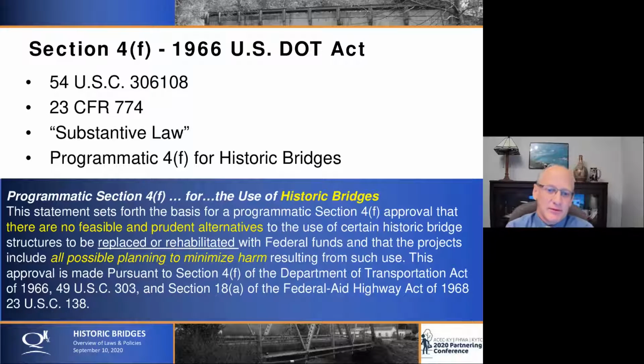So I opened with the slide with the phrase "all possible planning to minimize harm," because that's exactly what we have to do. And we have to actually do the hard work and the analysis and the cost estimates and layout plans and come up with pros and cons on the prudent and feasible alternatives and make an informed decision.